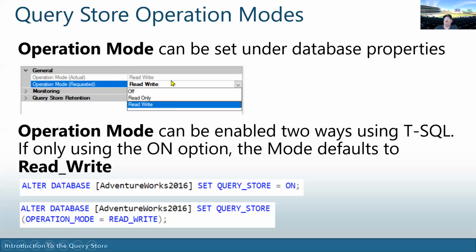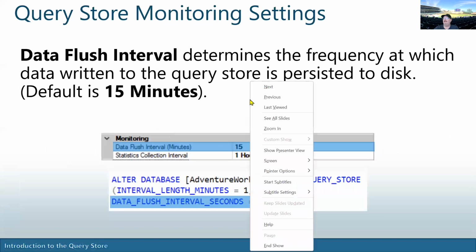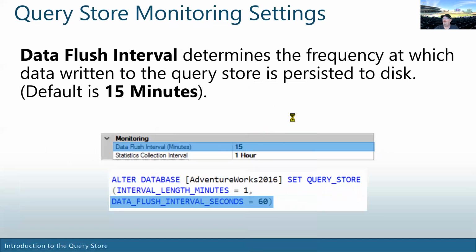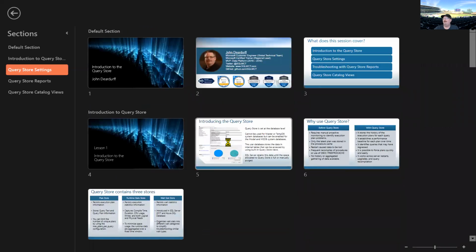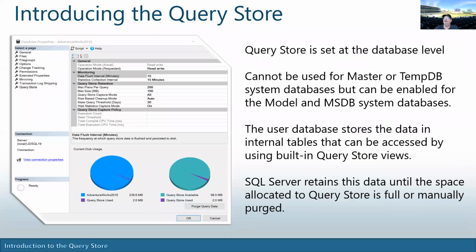In the gray area, it shows you what your current setting is and what you want your setting to be. Next up, in our monitoring section, actually, I need to jump back. I just remembered I forgot to say something. If we go back to the beginning, we have options. There are actually 4 sections as we go through. There's a general section, monitoring, Query Store retention settings, and then the Query Store capture policy.